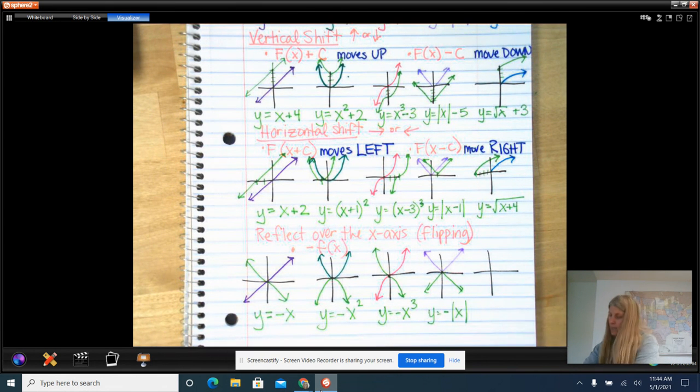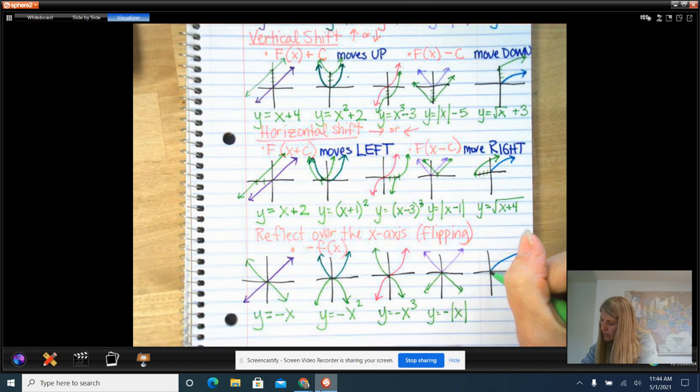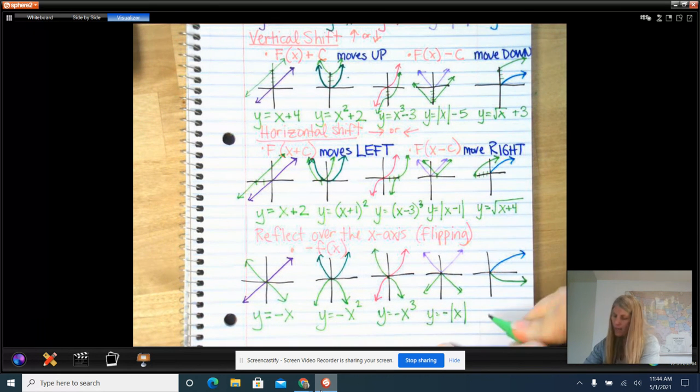And then our last one here, we have our square root function. And once again, we're just putting paint on it and then folding it in on itself across that x-axis. And that's going to turn out to look like this. And that's y is equal to negative the square root of x.